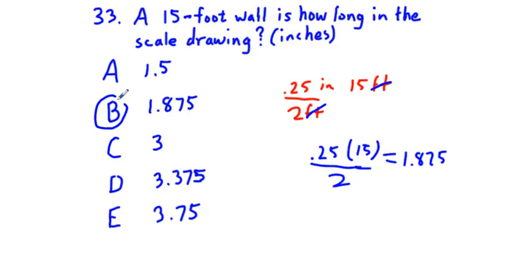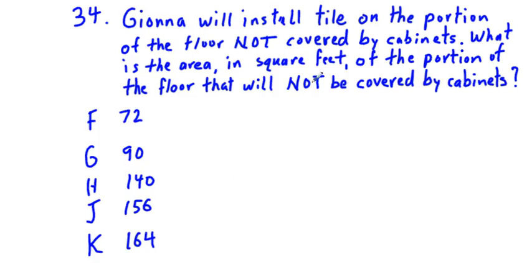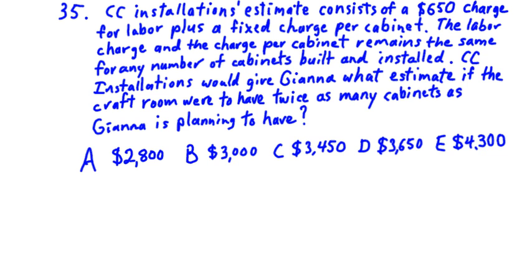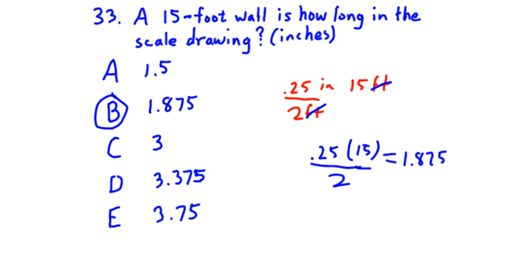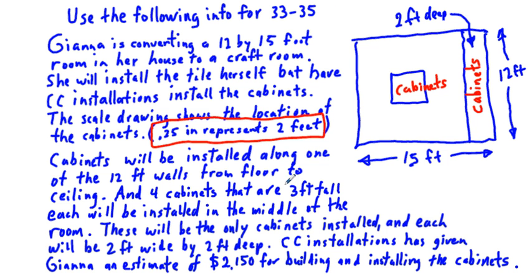So that's your answer to 33. 34, Gianna will install tile on the portion of the floor not covered by cabinets, and the "not" is capitalized. So what you have to do is go back and figure out what area of the floor. Now you know from the drawing that 12 times 15 is your total area. You have 12 times 15, but you're going to have to subtract out the cabinet area.